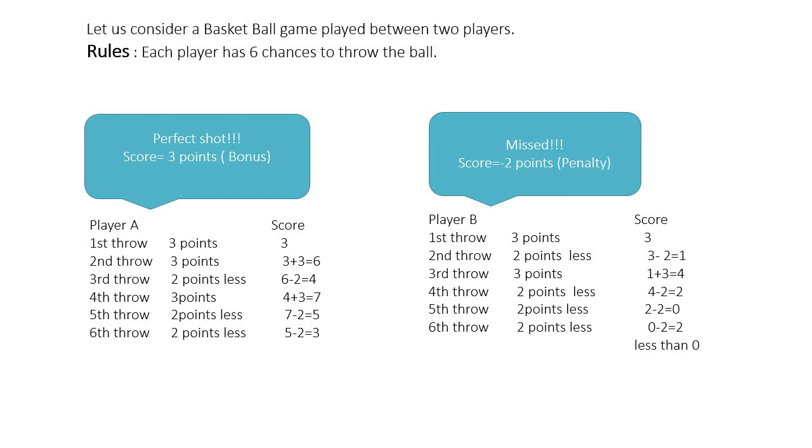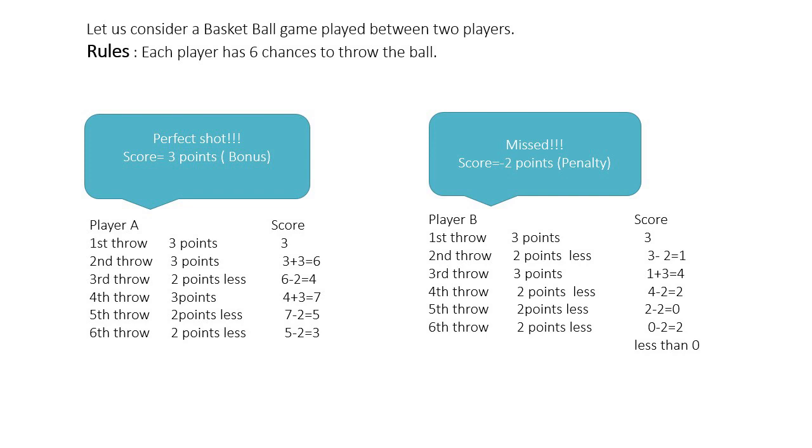His score becomes 4 minus 2, 2. In fifth throw, he misses to hit. His score becomes 2 minus 2, that is 0. In sixth throw, he again misses to hit the ball. So, 2 points are to be deducted. So, what will be his score?